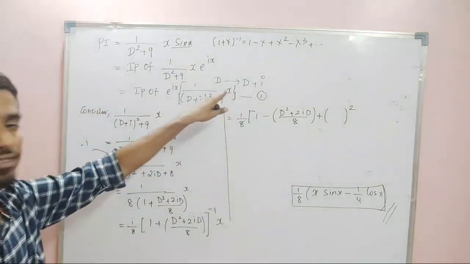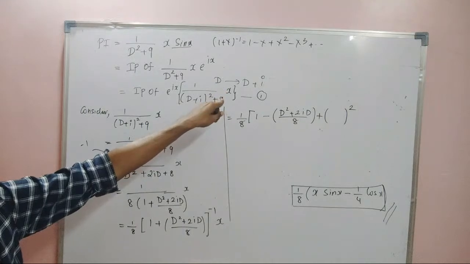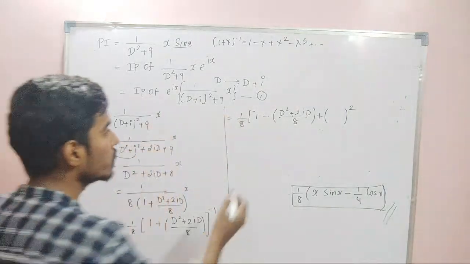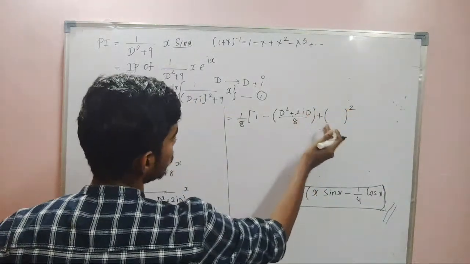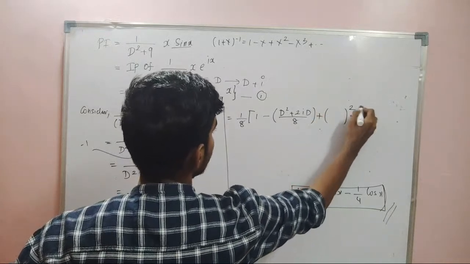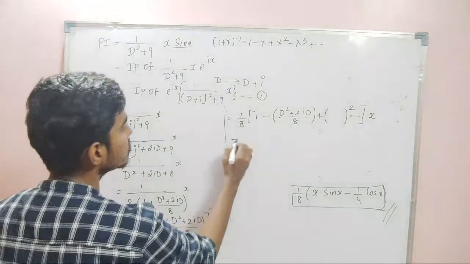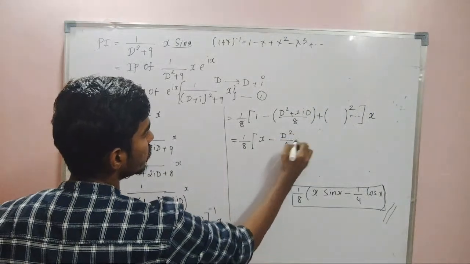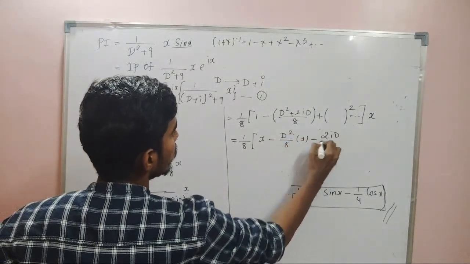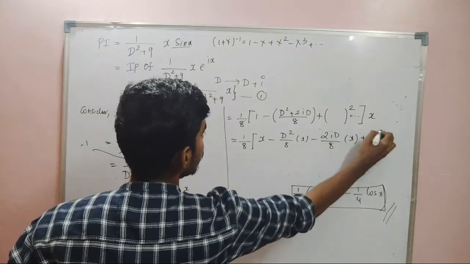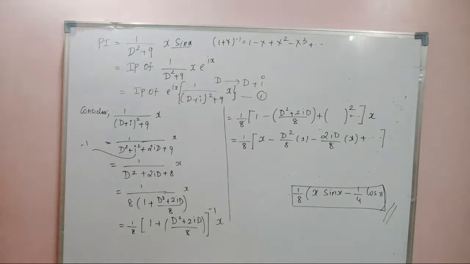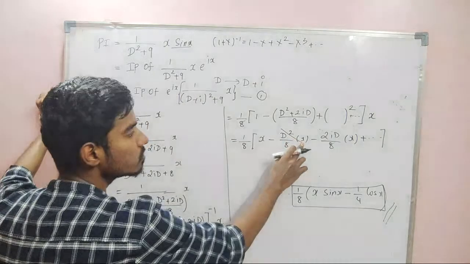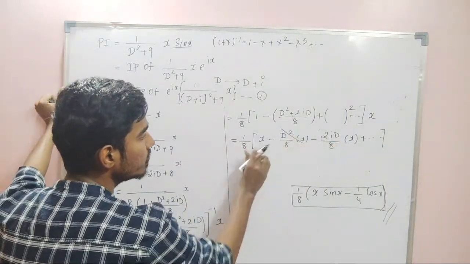But since we have x, D square will be 0, right? D means derivative. If we differentiate once, we will have 1, and if we differentiate twice, it will be 0, right? So we can omit all the terms with higher powers. You just multiply x inside. So it will be 1 by 8 x minus, if I multiply this, D square by 8 into x minus 2iD by 8 into x, and all the D square terms will be 0, because D square of x is 0. D of x is 1, D square of x is 0. So we will have only this term and this term.